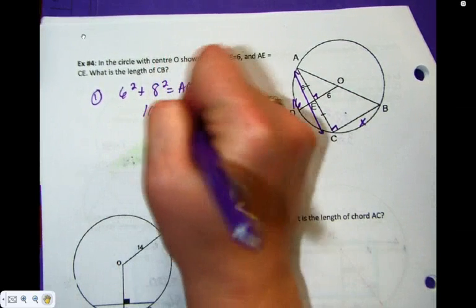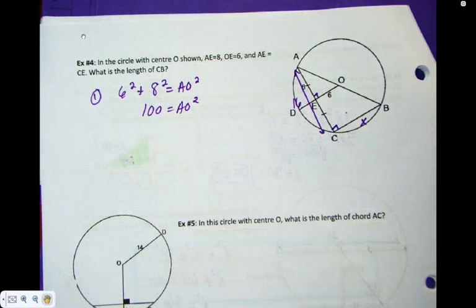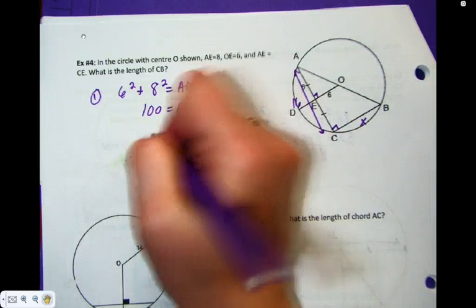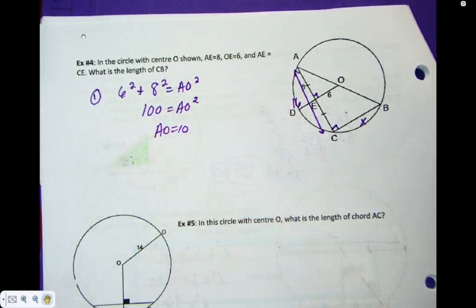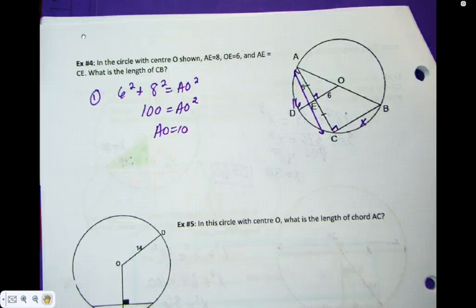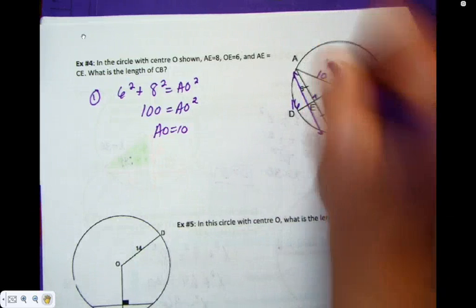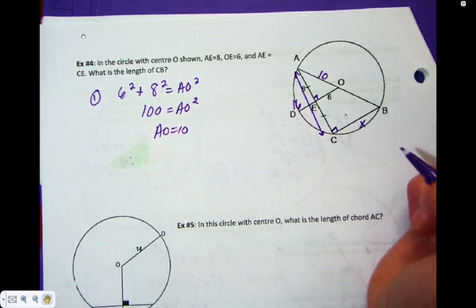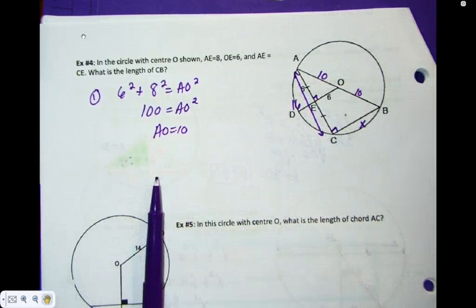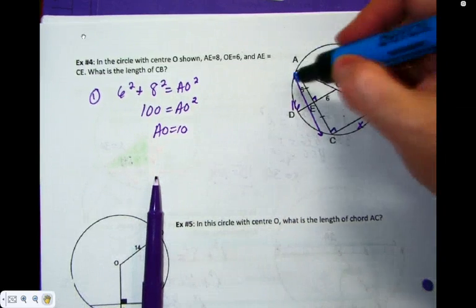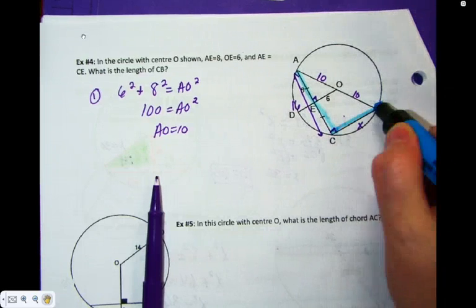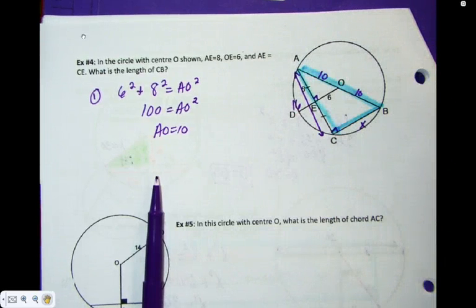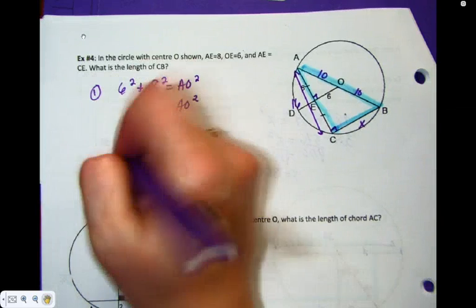100 equals what? Rooted equals 10. So we know A to O is 10. That means A to B is 20. How do we know A to B is 20? Perpendicular line. And so just so you can see the new triangle we're going to use, we're now using this big triangle, that semicircle property. So now you go 10 squared.